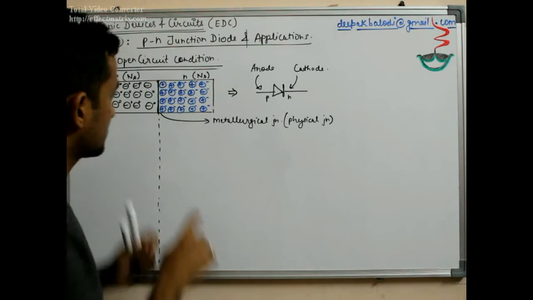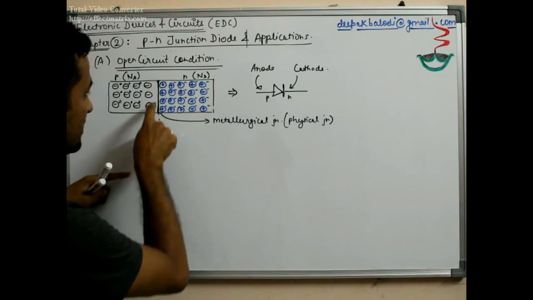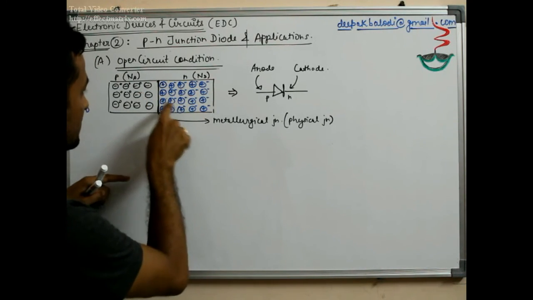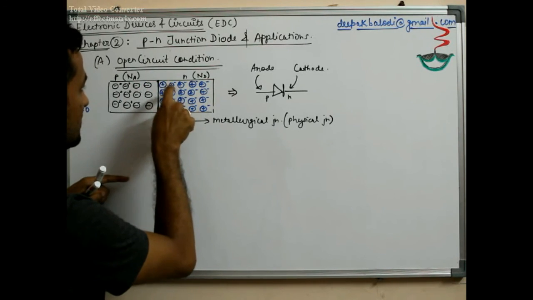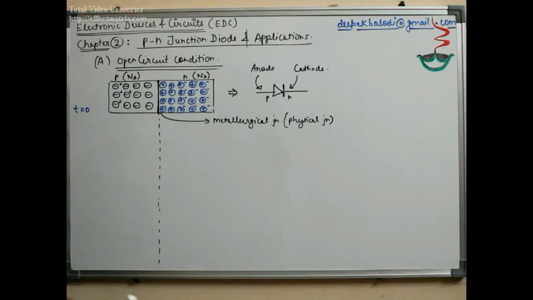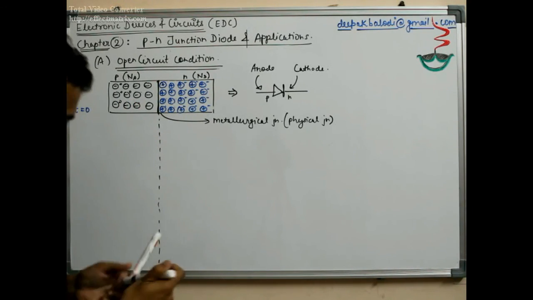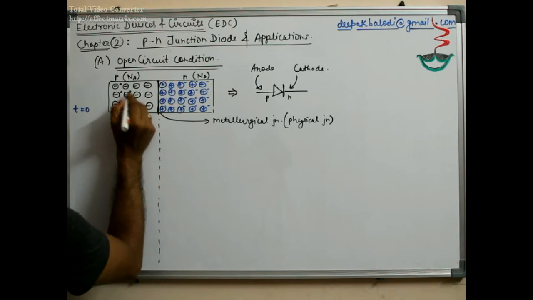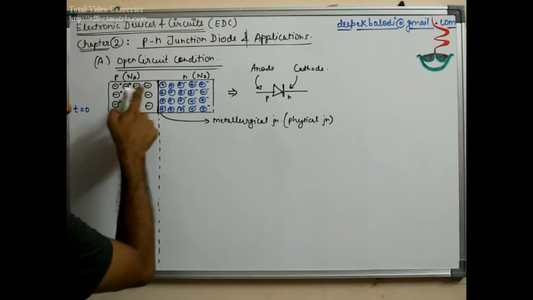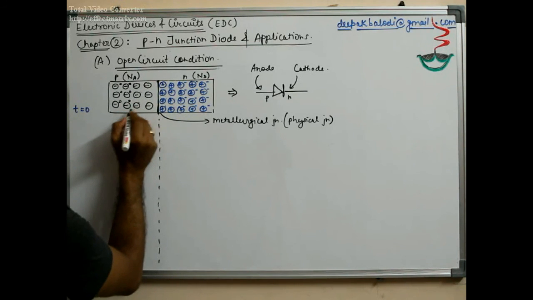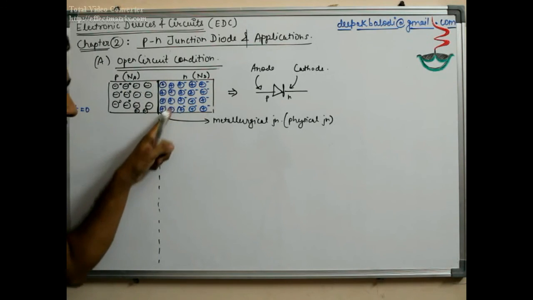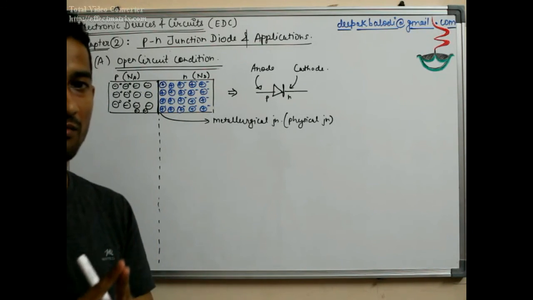Similarly, this hole may combine with this, this hole may combine with this, and so on. So you can see one, two, three, four, five, six holes have been combined with six electrons. Let me draw two more. Eight holes have been combined with eight electrons, because one hole can only combine with one electron.